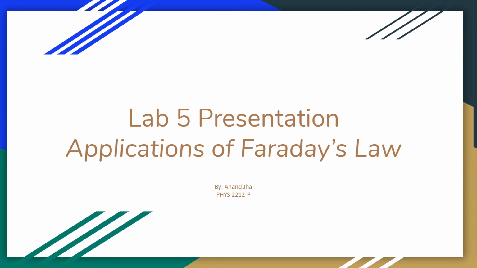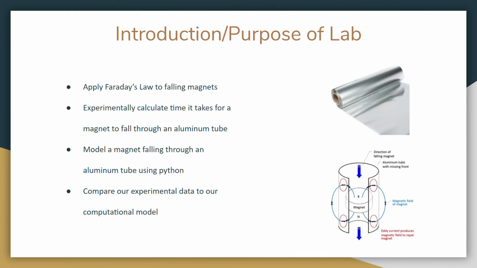Let's begin. To introduce this lab and to state its main purpose, this lab asks us to apply Faraday's Law to falling magnets through non-ferrous aluminum tubes. It first asks us to experimentally calculate the time it takes for a magnet to fall through an aluminum tube, and then to model a magnet falling through an aluminum tube using Python and GlowScript. We will finally compare our experimental data to our computational model.